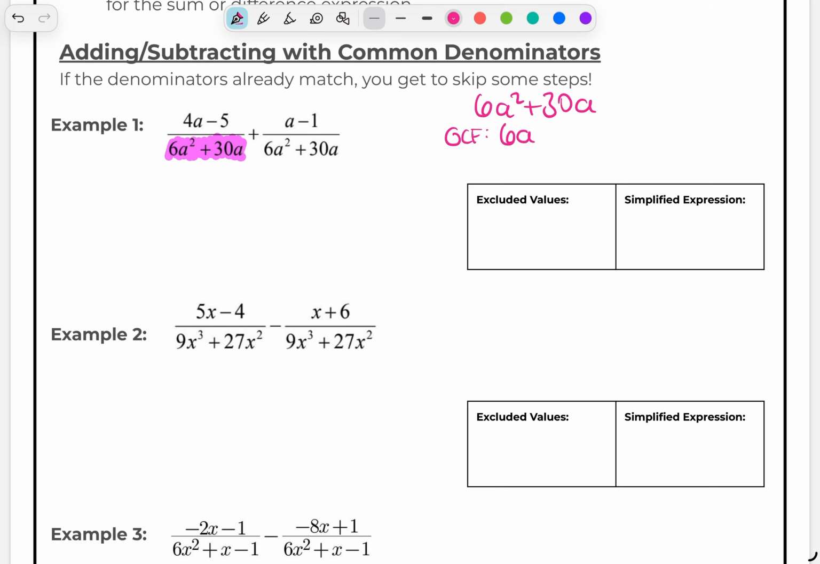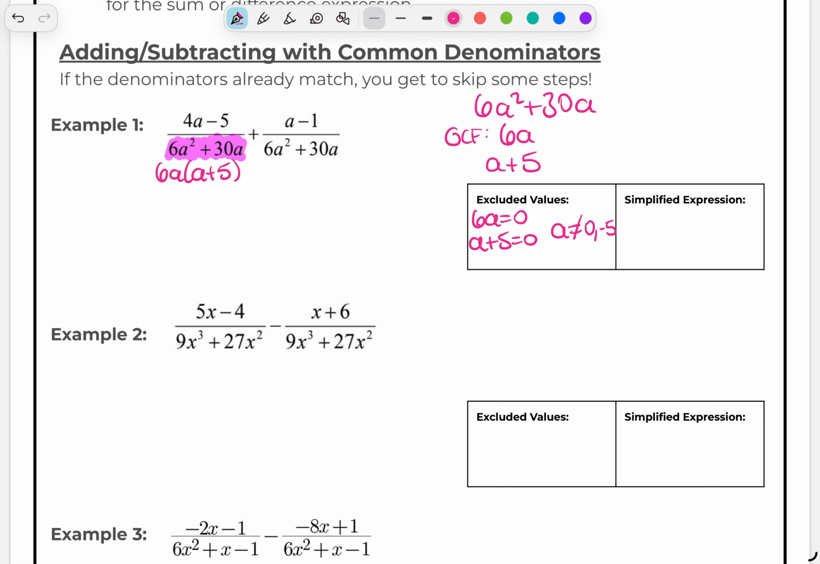This GCF would be a 6a, and then when I divide that out, I would have a remainder of a plus 5. So if I rewrite that denominator, it would look like this in factored form. So we're going to take each of those factors, set them equal to 0, and find our excluded values. So here a cannot equal 0 or -5.